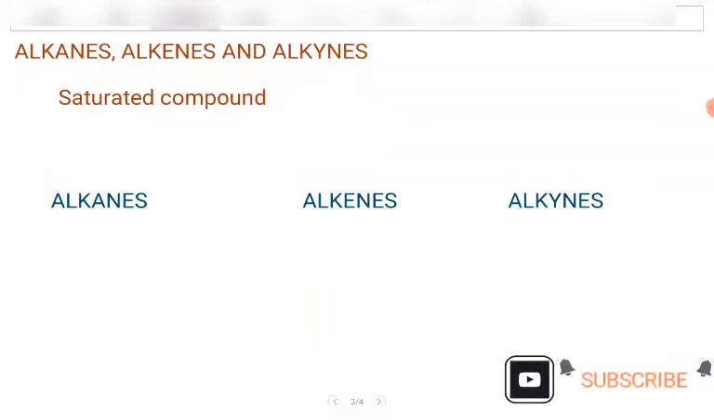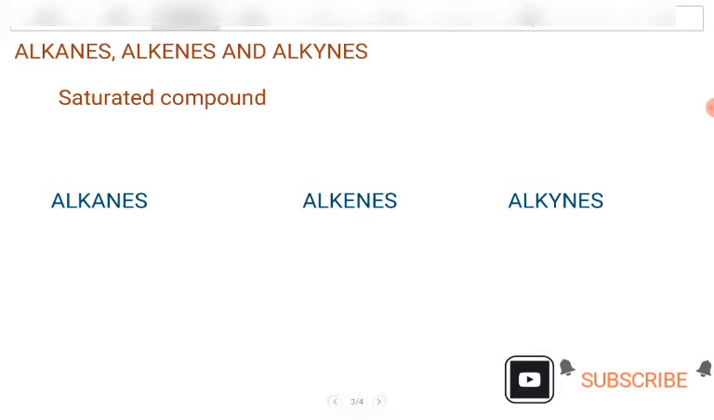Hi guys, so we keep exploring our organic chemistry. In this video we're going to do alkanes, alkenes and alkynes. First, I told you that alkanes, alkenes and alkynes are families, and if they are families, then all of them are homologous series.